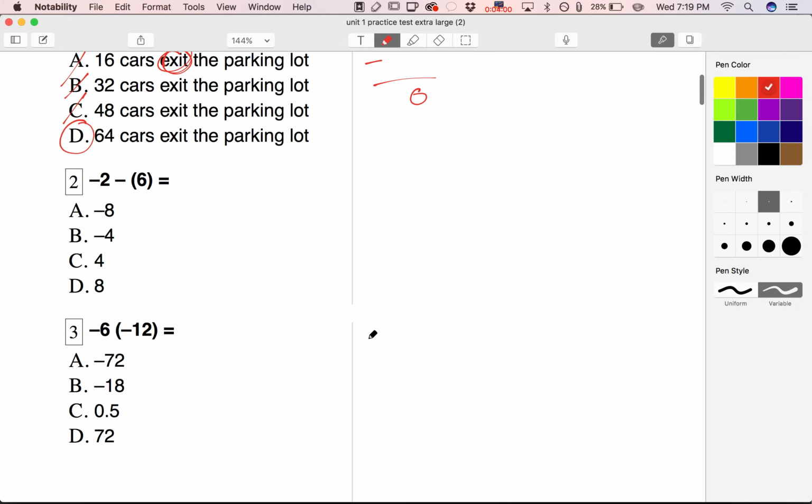Let's look at number 2. Whenever you have a subtraction problem, you can always use keep, change, change. So I'm going to write KCC above this. We're going to keep the negative 2 as negative 2, change the negative to a positive, and change this positive 6 to a negative 6, and put parentheses to organize it.